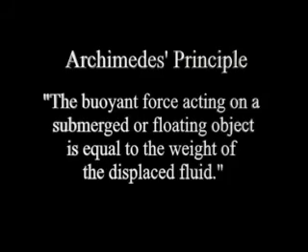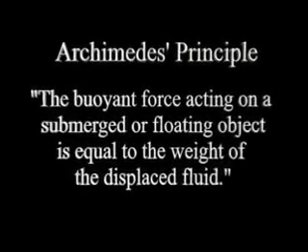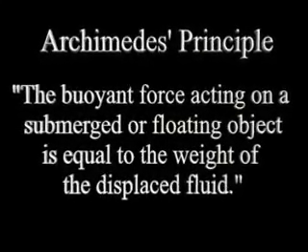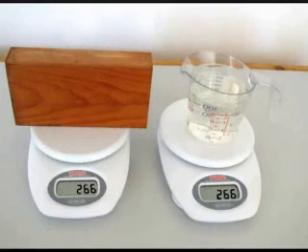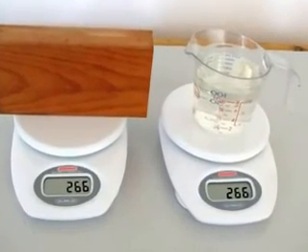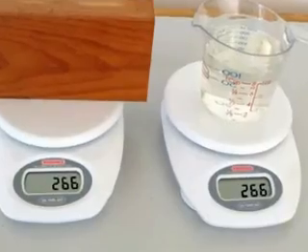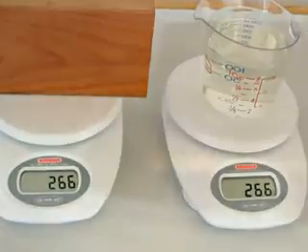This is not a coincidence. This is Archimedes' principle. The weight of the displaced liquid equals the weight of the floating object. Or, more precisely, the buoyant force acting on a submerged or floating object is equal to the weight of the displaced fluid. Our floating wooden block weighs 266 grams. The water displaced by the floating block also weighs 266 grams. We know that the floating wood block displaces its own weight in water.